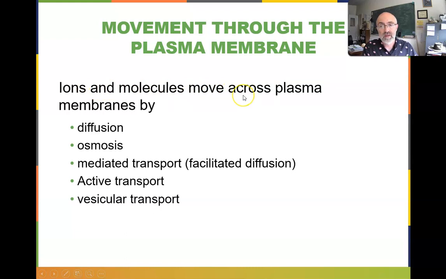So ions do move in and out of plasma membranes. Molecules, big or small, do move in and out of plasma membranes. How do they do this? Okay, and this is kind of an outline of this part of the lecture. These are different methods that describe ways that these molecules and ions move across membranes.